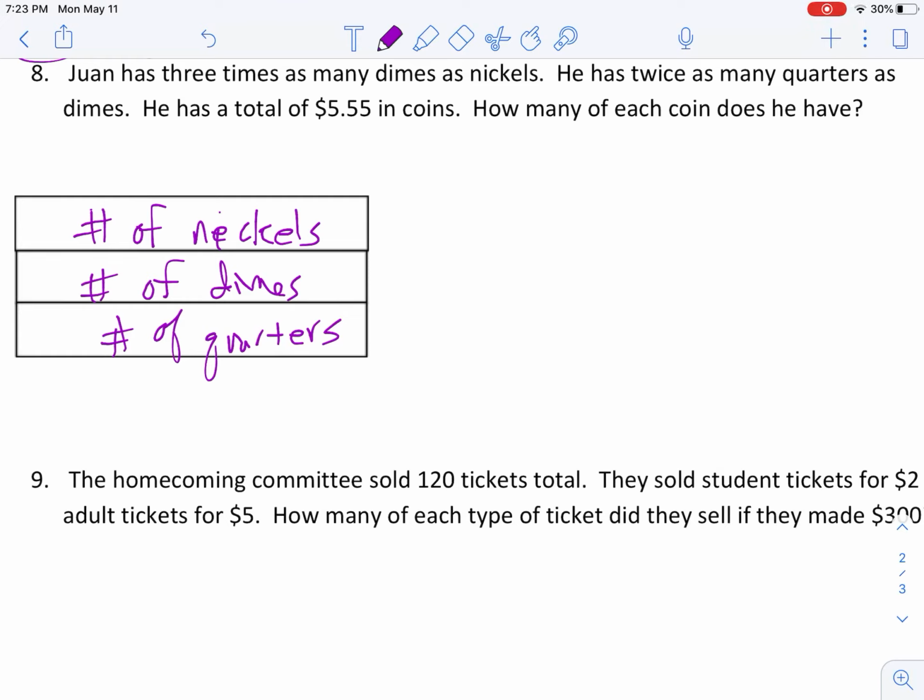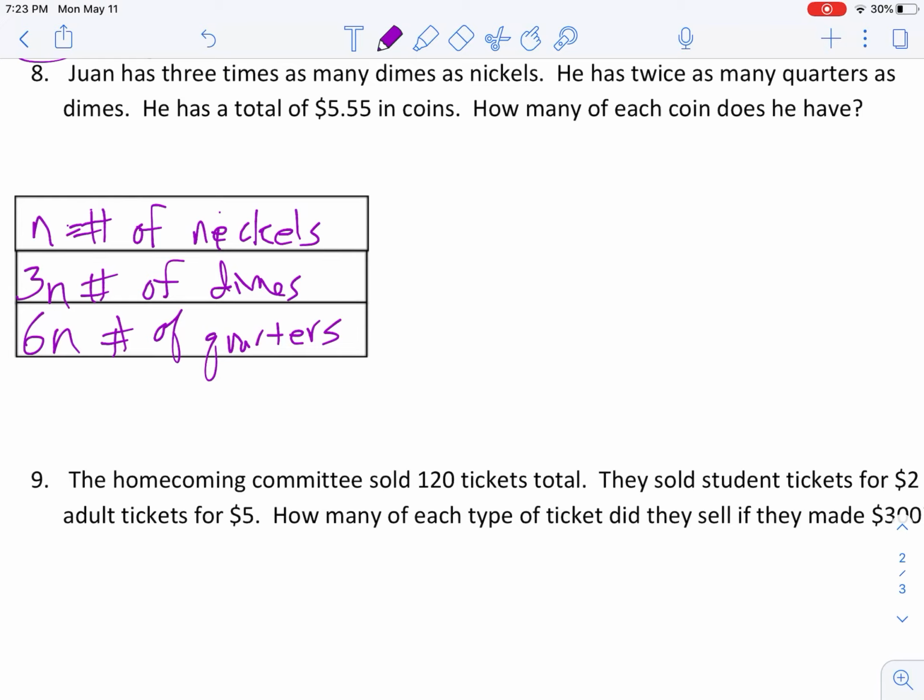So let's see, he has 3 times as many dimes as nickels. So what if he had n nickels? He has 3 times as many of those as dimes, so that'd be 3n. And he has twice as many quarters as dimes. So whatever dimes is, you double that to get quarters, so that's 6n.